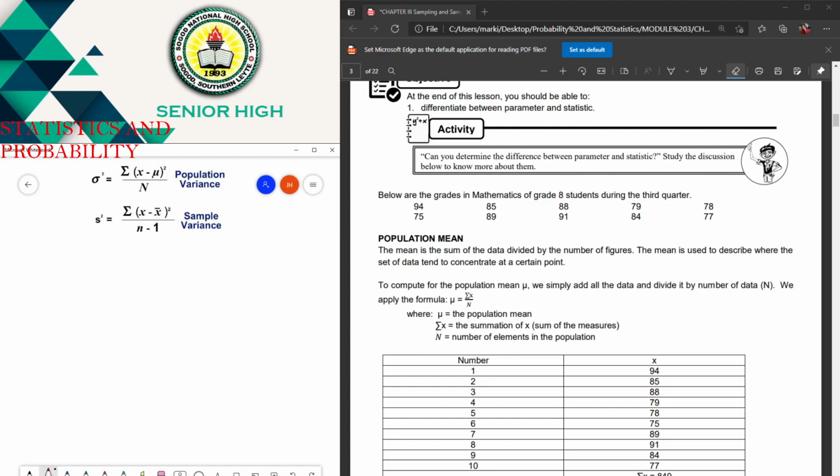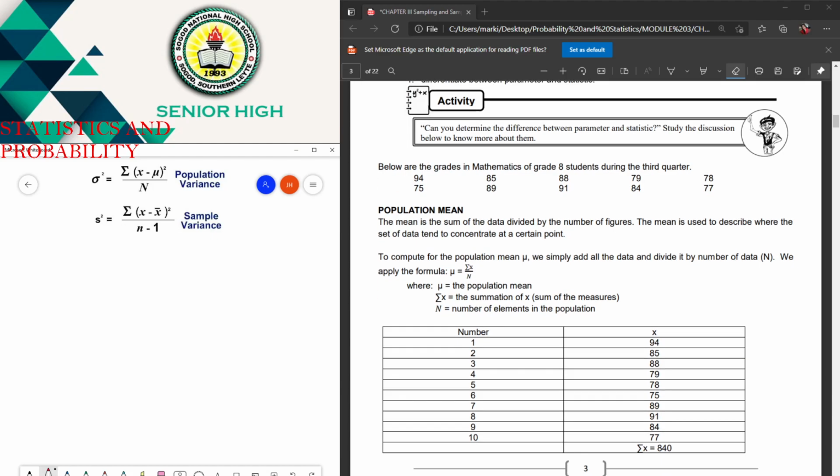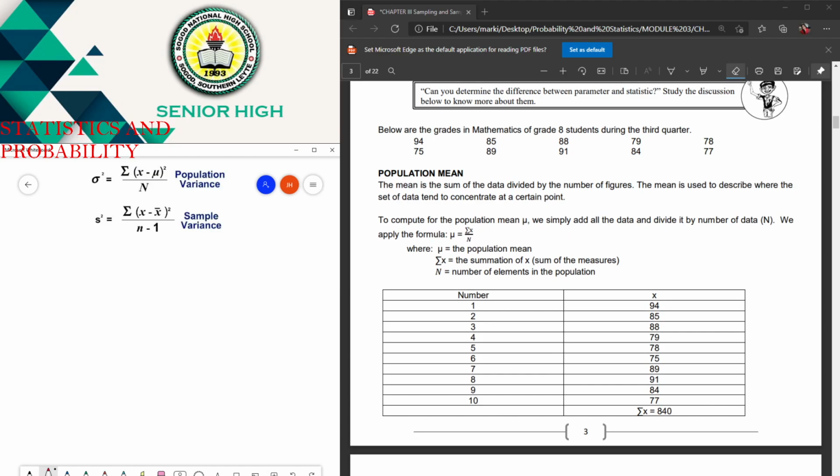We have here an example. Below are the grades in mathematics of grade 8 students during the third quarter. How many grades are there? There are 1, 2, 3, 4, 5, 6, 7, 8... so there are 10. Okay, so the population mean.